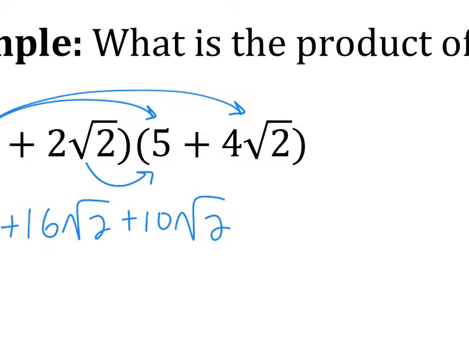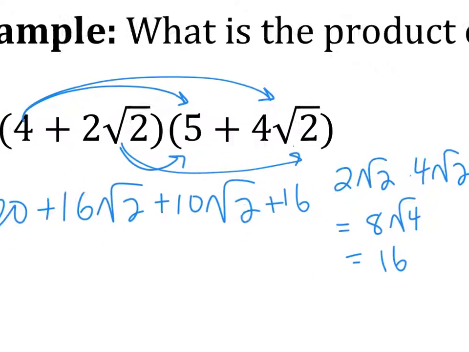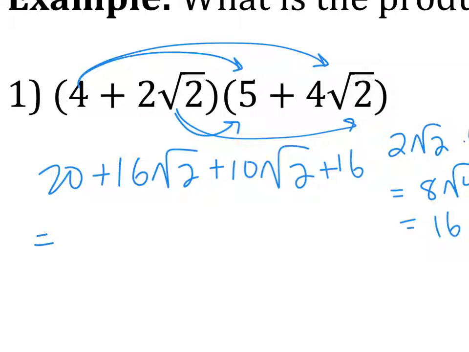The last one is kind of the hardest one. 2 root 2 times 4 root 2. Okay, 8 root 4 or 16. Just think square root 2 times square root 2, the 2 is going to come out. And then it's 2 times 2 times 4. So that's 16. Now we combine like terms. 20 and 16, they're the same kind, and they are both whole numbers. 36. 16 root 2, 10 root 2, they are both root 2, so you add the coefficients together, so it's 26 root 2.